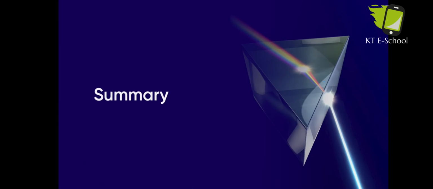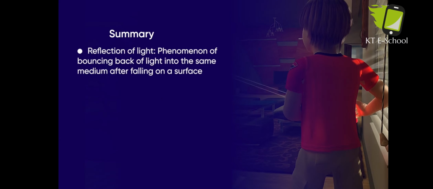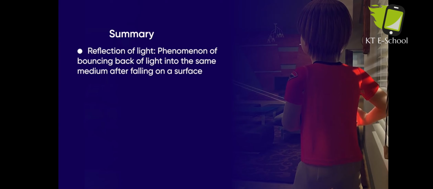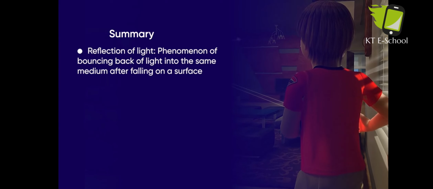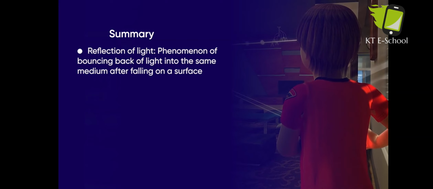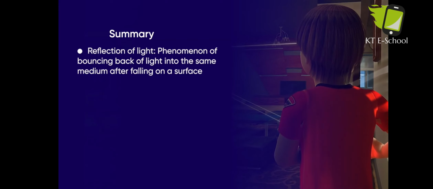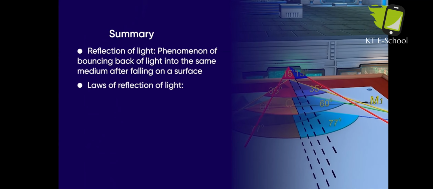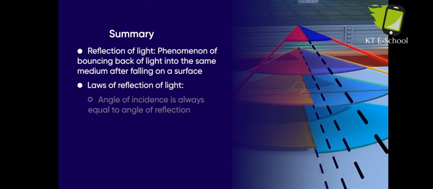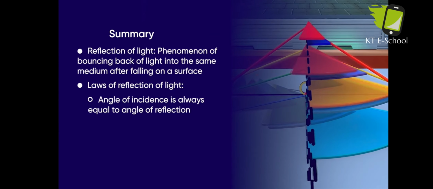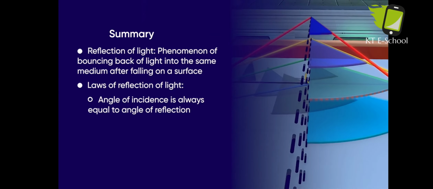To summarize, when a beam of light is incident on a surface, a part of this light beam bounces back into the same medium. This phenomenon is called reflection of light. Laws of reflection can be stated as: 1. The angle of incidence is always equal to the angle of reflection.